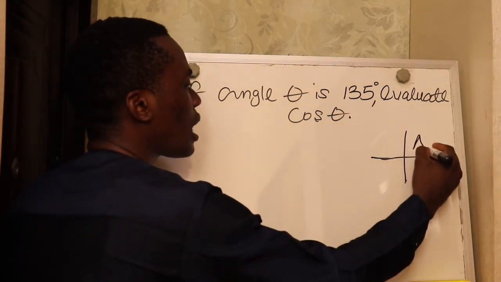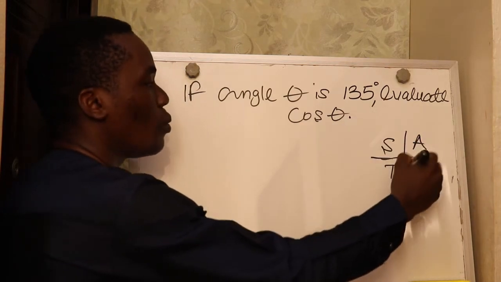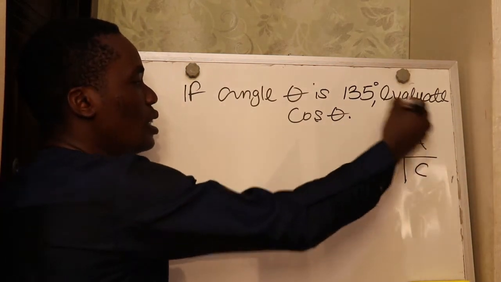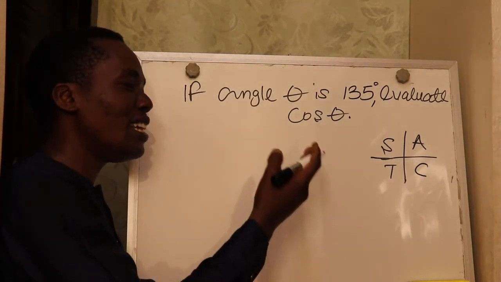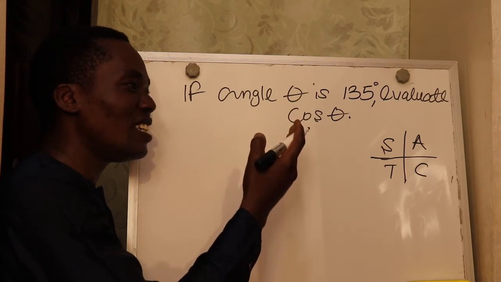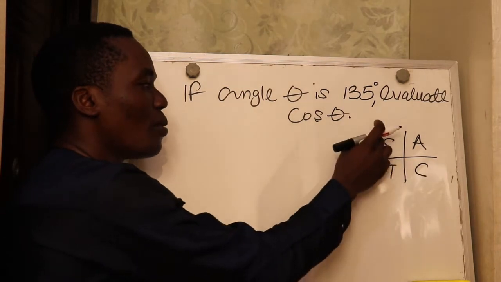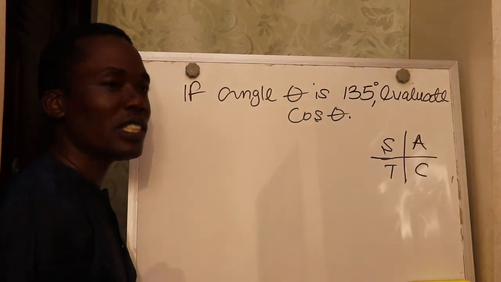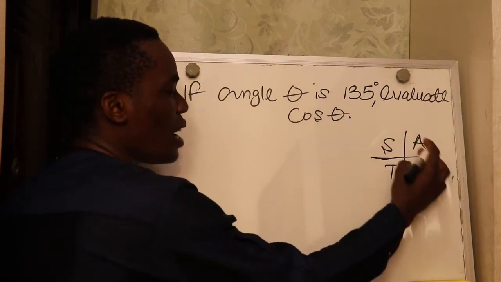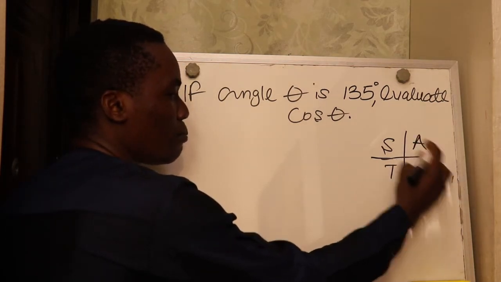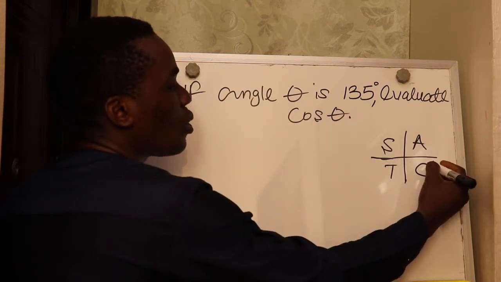We call this CAST, or we call it ACTS when you go this way, and when you go this way it becomes CAST. And what is this for? This tells you the value and the sign of an angle when it finds itself in any of these quadrants. It means if you find any angle within this point, in this quadrant, cos will be positive.